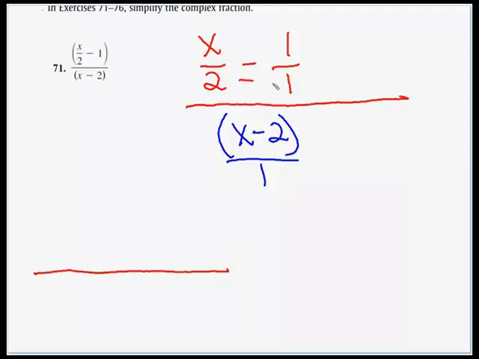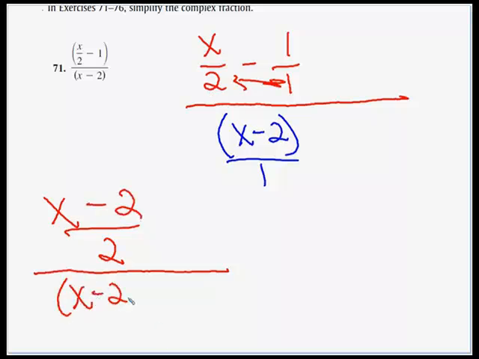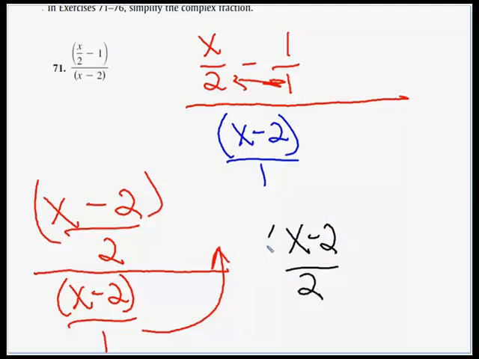Denominators that we have are 2 and 1, so I multiply them together and get a 2. Numerator, multiply up. 1 times x is x. Minus 1 times 2 is minus 2. Over, look at that, quantity x minus 2 over 1. So a fraction divided by a fraction. I'm going to bring the bottom one up, invert, and multiply. So my numerator was x minus 2 over 2.